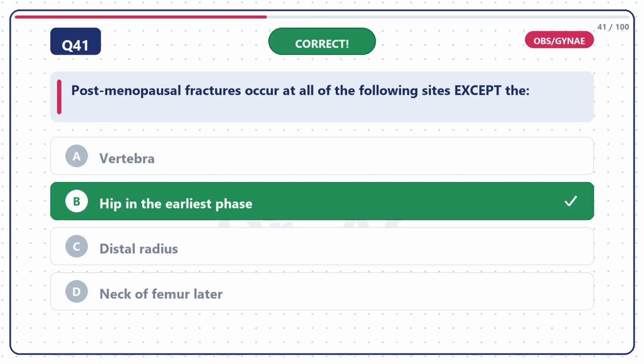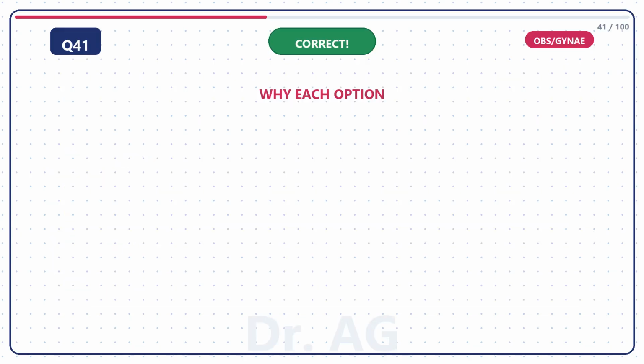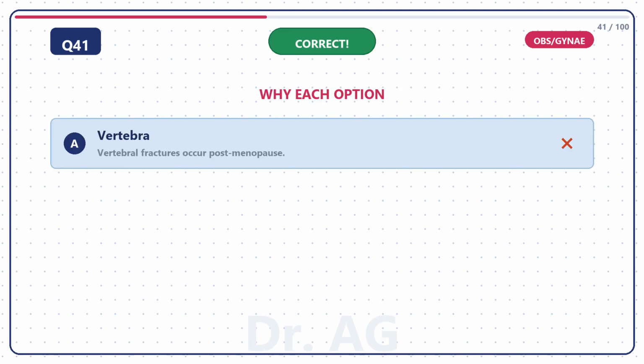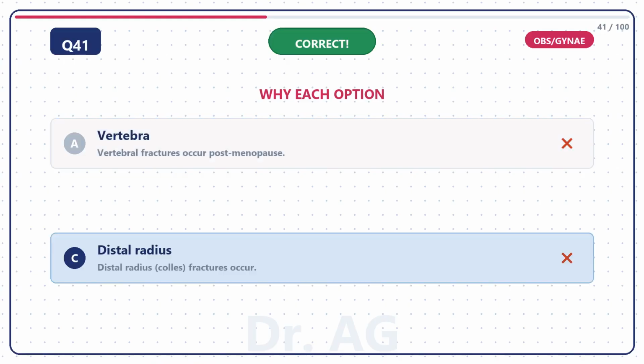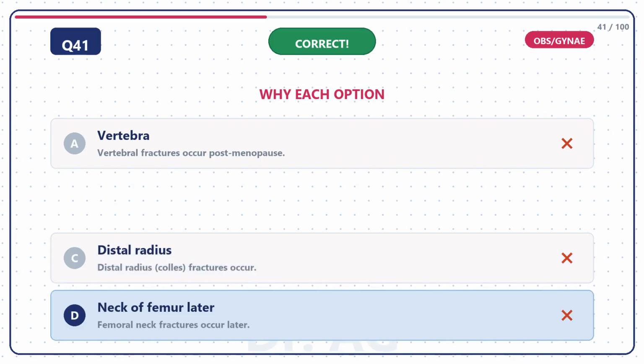The correct answer is option B. Hip in the earliest phase. Let's go through the options. Vertebra: vertebral fractures occur post-menopause. Distal radius: Colles fractures occur. Neck of femur later: femoral neck fractures occur later.